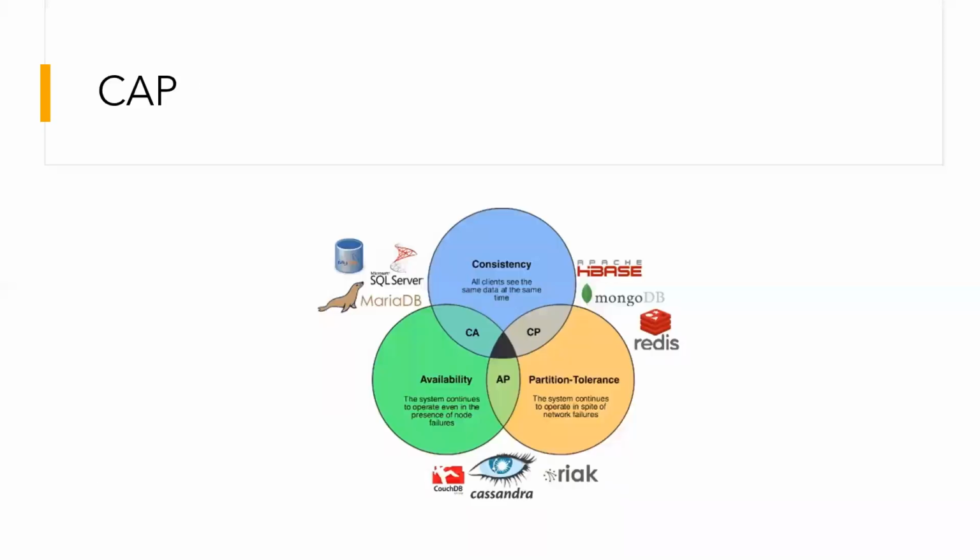So the first thing that we are looking at is the CAP theorem. Cassandra falls into the bucket of having availability and partition tolerance. So Ajay, do you want to give a brief overview of CAP before jumping into what Cassandra supports?